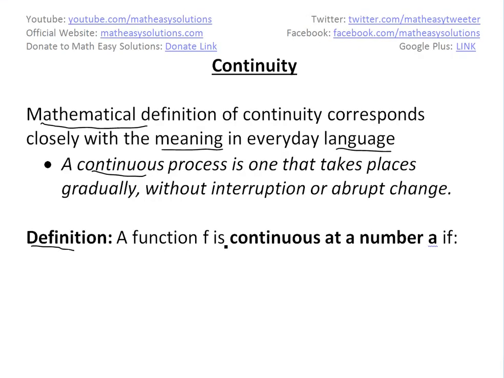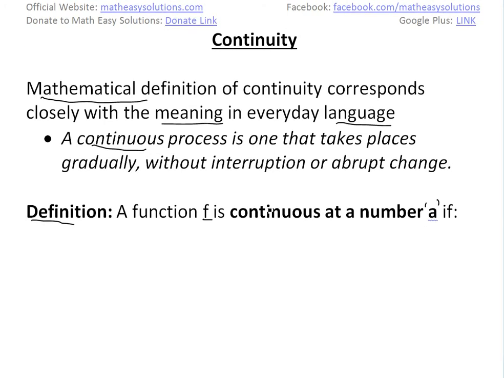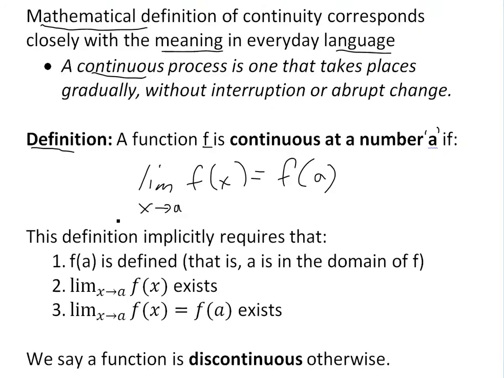Basically, a function f is continuous at a number a if the limit as x approaches a of f of x equals f of a. And this definition actually implicitly requires three things, and I'll have them listed right here.